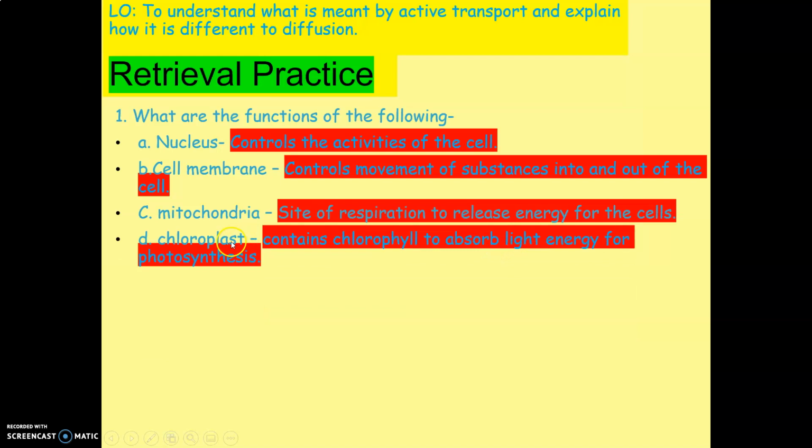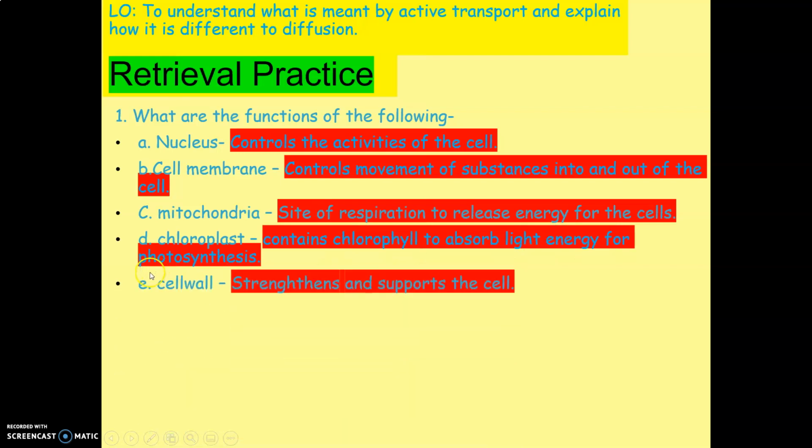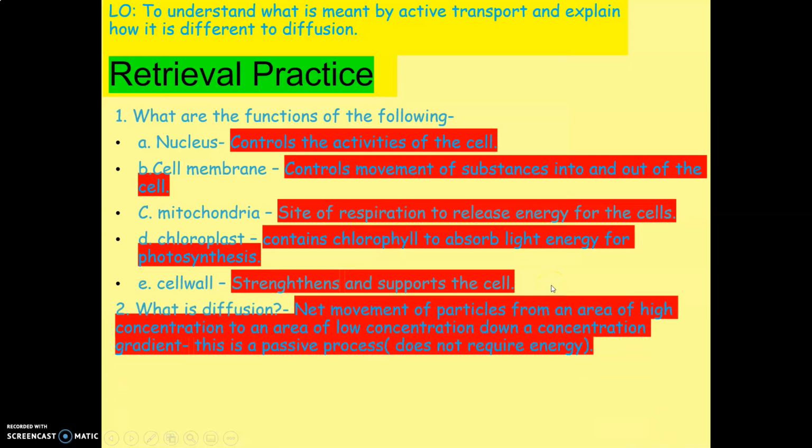Chloroplast. Chloroplast contains chlorophyll to absorb light energy for photosynthesis. The cell wall. The cell wall strengthens and supports the cell. Question 2. What is diffusion?